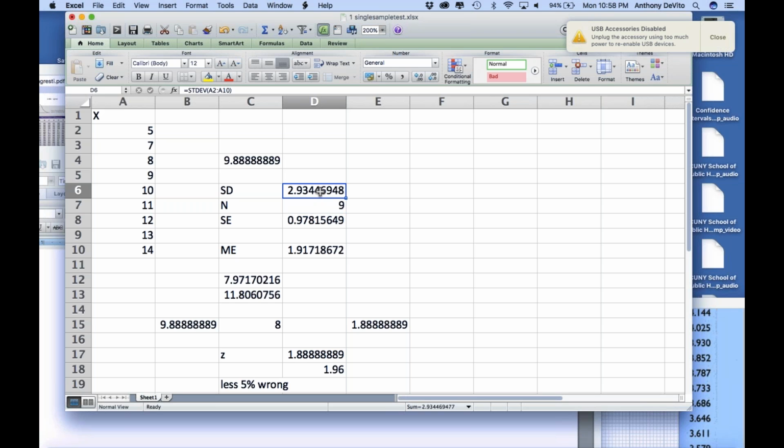And my sample size is 9. My standard error, which I'm going to use in place of sigma, is going to be 0.978. And my margin of error is going to be equal to 1.96 times my standard error. Oops, wait a second. That's not true, is it? My margin of error, I can't use 1.96 anymore because I don't know what sigma is. I have to use the t-value that goes along with a sample size of 9.